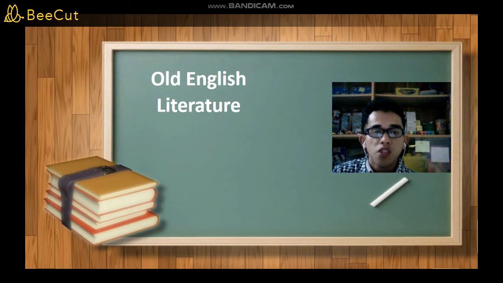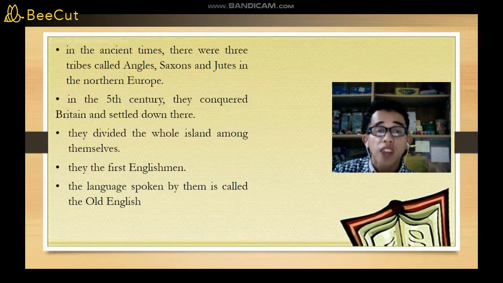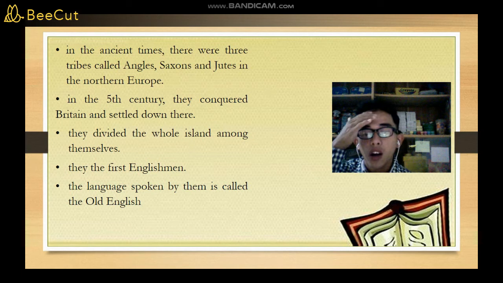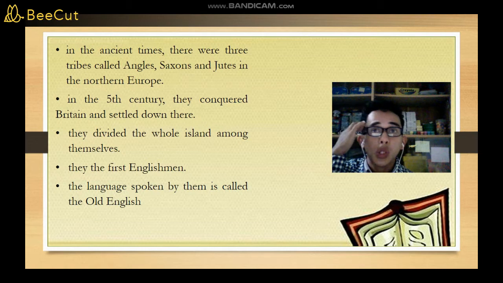In this period, in the ancient times, there were three tribes called the Angles, Saxons, and Jutes. These are the three tribes in northern Europe. In the 15th century, they conquered Britain and settled down there. Yes, of course, because they won the fight, it was expected that they would occupy the land. They divided the whole island among themselves. They have their common shares.